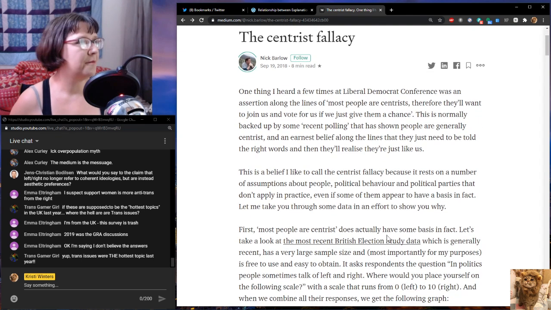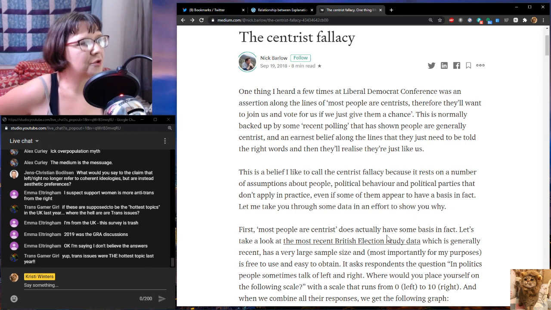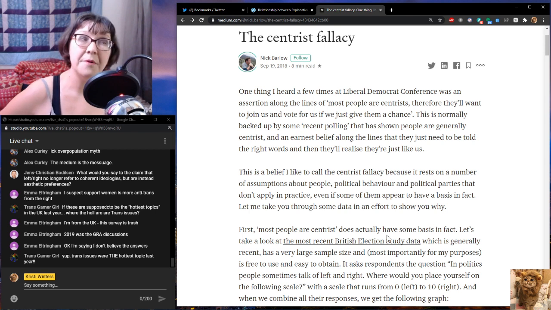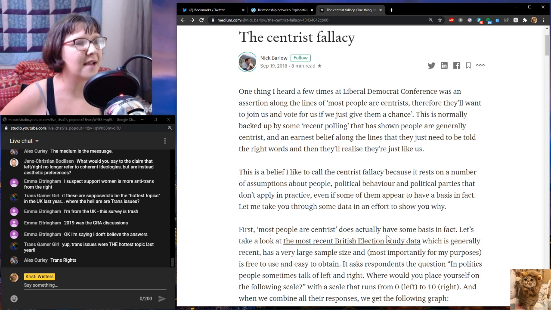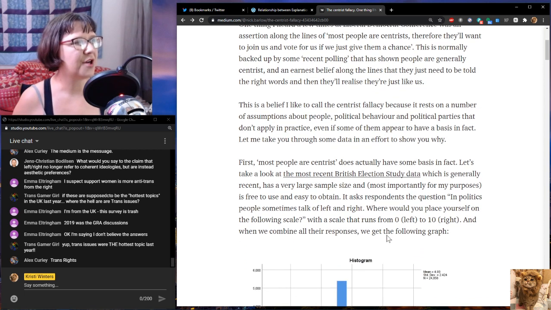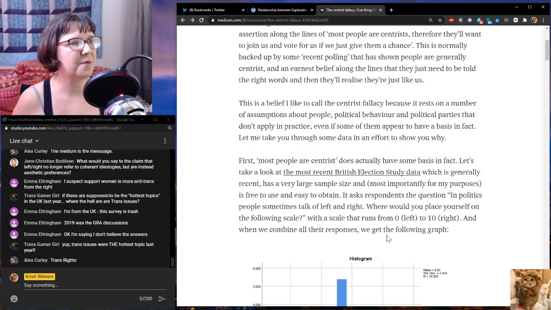So I'll just read out from Nick's article. One thing I heard a few times at Liberal Democrat conference was an assertion along the lines of, most people are centrist, therefore they'll want to join us and vote for us if we just give them a chance. This is normally backed by some recent polling that has shown people are generally centrist, and an earnest belief that they just need to be told the right words and then they'll realize they are just like us. This is a belief I like to call the centrist fallacy because it rests on a number of assumptions about people, political behavior, and political parties that don't apply in practice, even if some of them appear to have a basis in fact. Let me take you through some of the data in an effort to show you why.